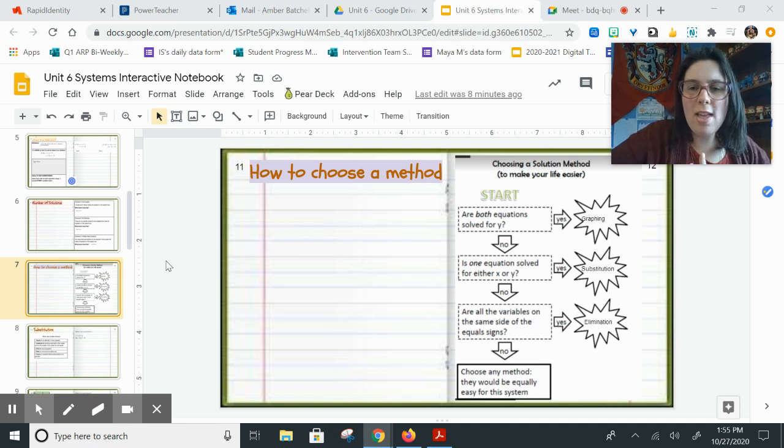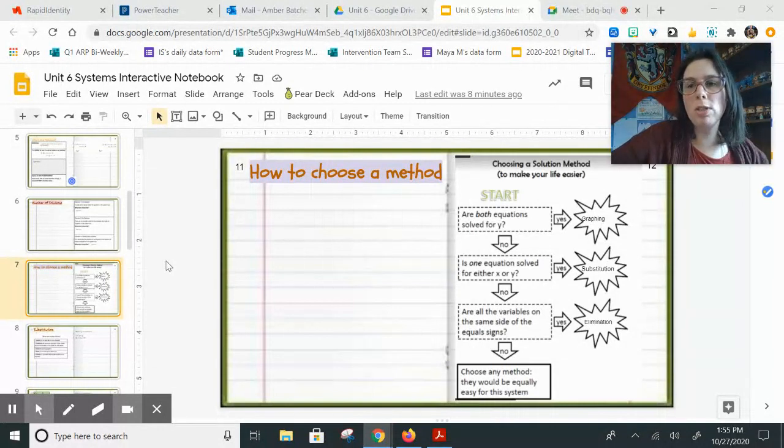Hey everybody, in this lesson we're going to be looking at how to solve systems of equations with substitution. But before that, I want to go over the three methods that we use to solve systems. The first method is graphing. That is when both equations are solved for y. That is the one that you guys learned about in middle school.